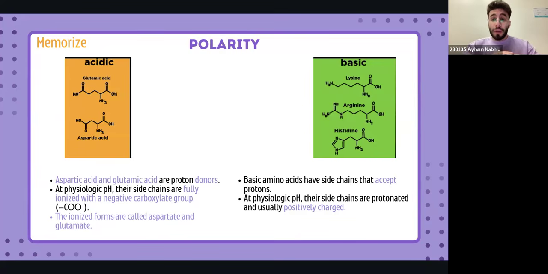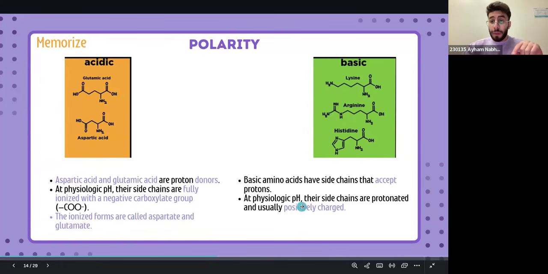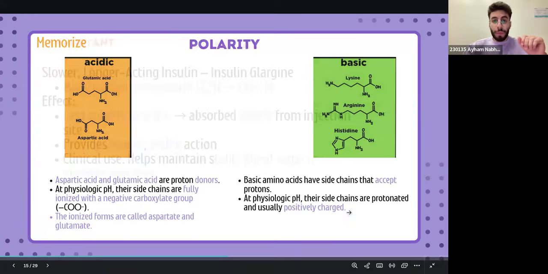For the basic amino acids, there are three: lysine, arginine, and histidine. Those basic amino acids accept protons from the acidic amino acids, and at the physiologic pH, they are positively charged, as they are basic or alkaline.